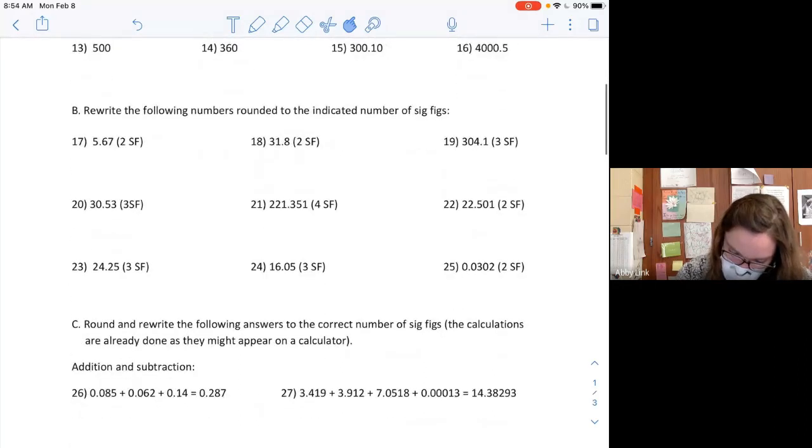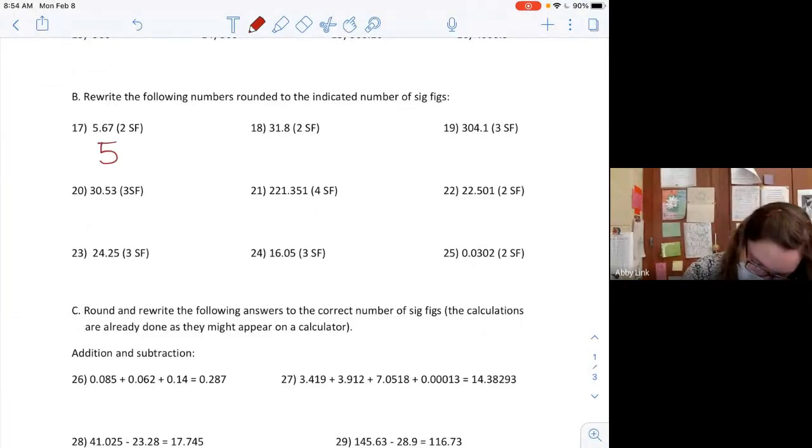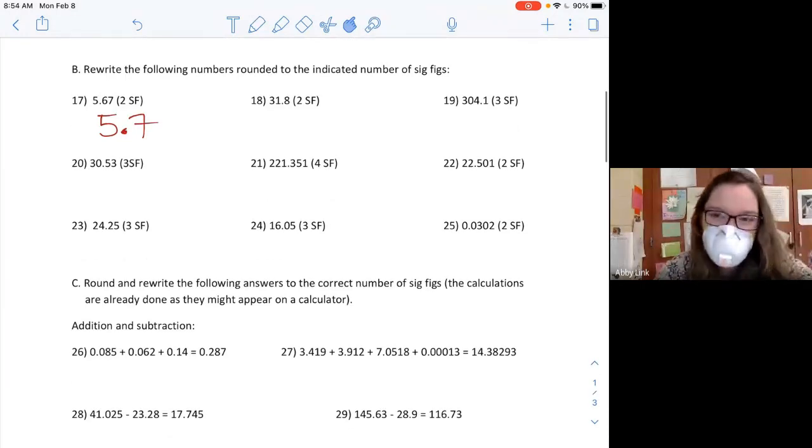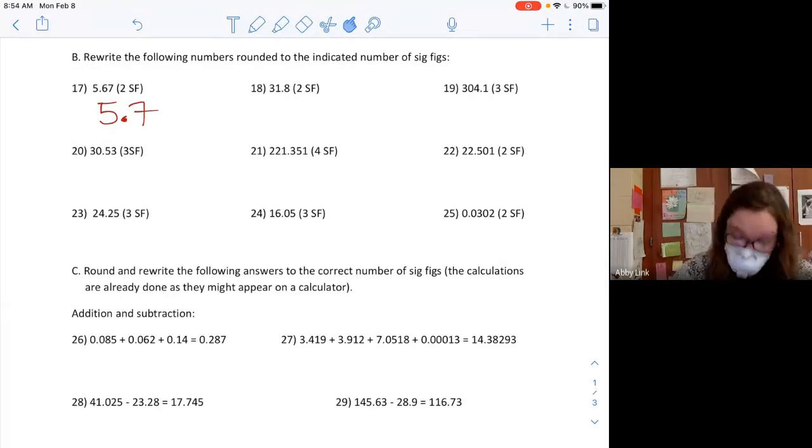Your second section, section B, is you are going to round to the indicated number of sig figs. So for instance, in number 17, this wants 2 sig figs, so I would end up rounding this to 5.7. So really it's just good practice on sig figs, but also rounding.